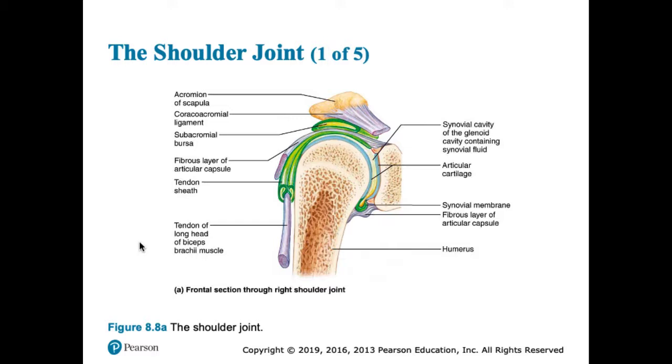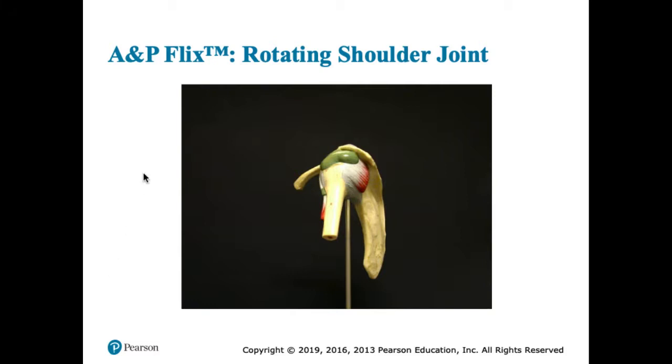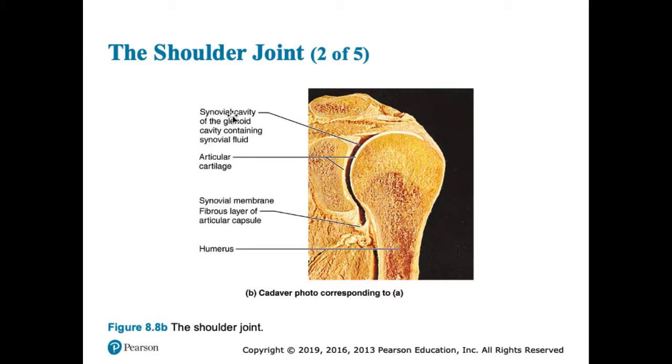So here's that shoulder joint, making sure you understand each one of those. Remember the tendon sheath we talked about in the last sections, the fibrous layer, and the subacromial bursa as well. That's a frontal section through that joint. This is an A&P video. I'm not going to play it here, but if you go into the PowerPoints that I have loaded where this video is located, you can watch it there. You see the humerus here, and you can see the articular cartilage and the synovial cavity.